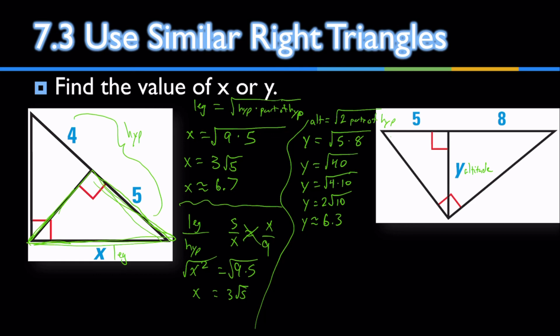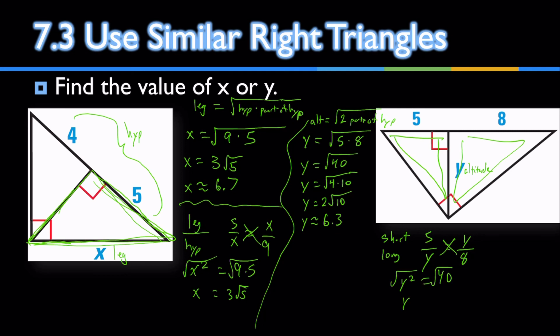The other way you could have done it is you could have used the two smaller triangles, done something like short leg over the long leg. On the left triangle, the short leg was 5, the long one was y. On the right triangle, the short leg was y, the long one was 8. Cross multiply, square root, get 2 square root of 10. So you can either use the theorems or you can use similar triangles and get the same results.